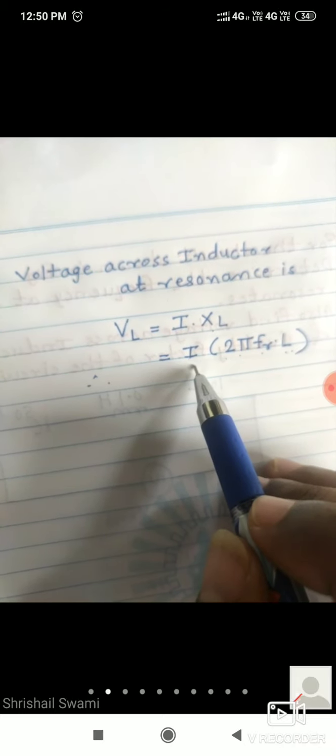Okay, very good. 2 pi FR into L, because at resonance. So at resonance, the value of XL is 2 pi FR into L, where FR is the resonance frequency, L is the inductor value, and I we got 10. Put each and every value: 10 into 2 pi into the resonance frequency we got, 71.17, and the inductor is 0.1. So calculate and tell the answer of VL.